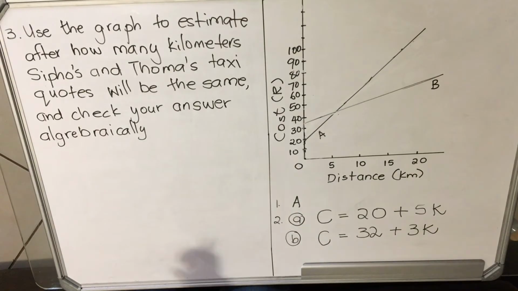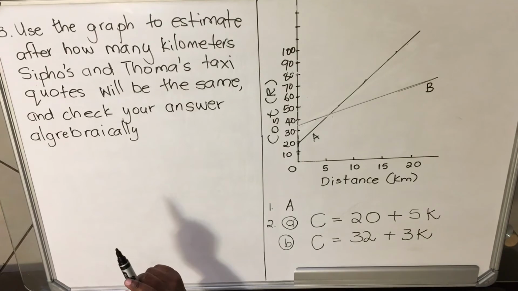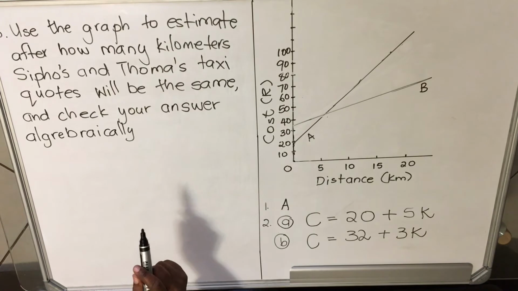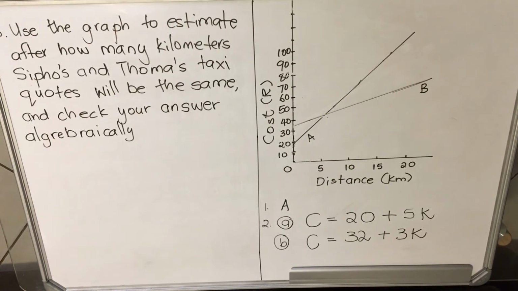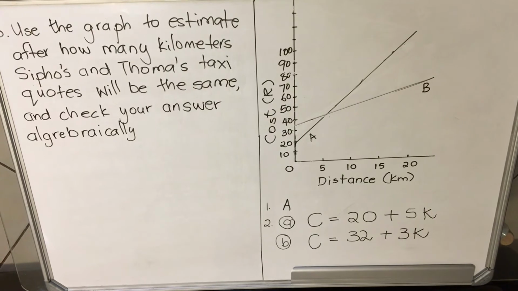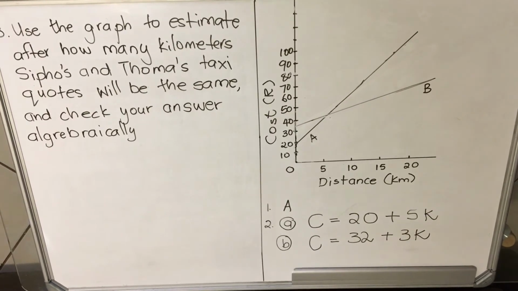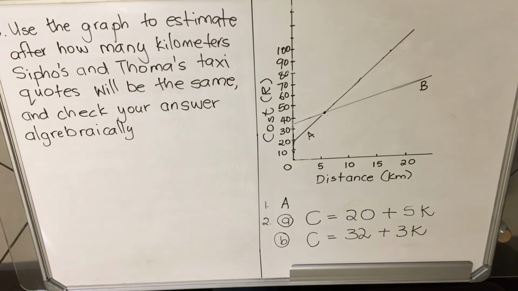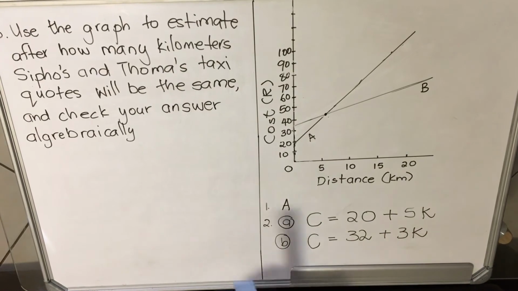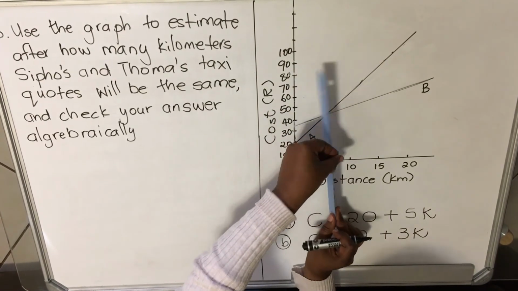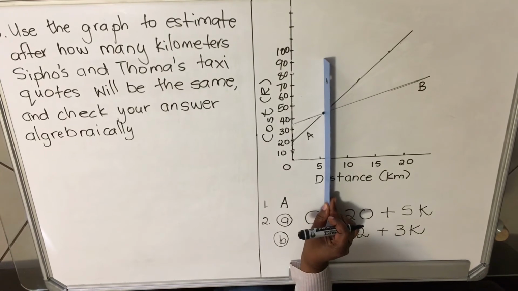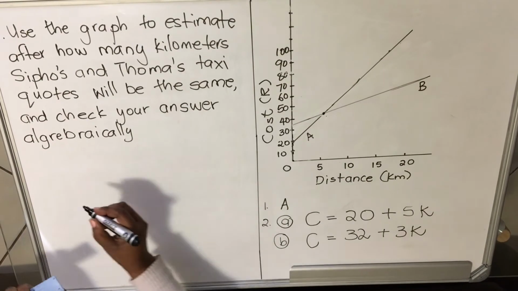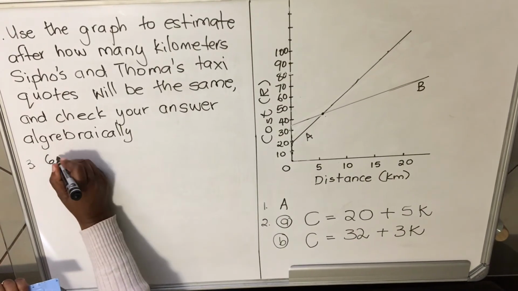Okay, the third question, they say use the graph to estimate after how many kilometers SIPO's and Thomas's quotes will be the same. When you're using the graph, when it's the same is where the graphs intersect, where the graphs cross. So that's there. So you need to know how many kilometers. So it means you take your ruler and go to the kilometer side like that. That's why they say estimate. You can't be sure. So I think it's about 6 kilometers. So my answer in 3, say 6 kilometers.